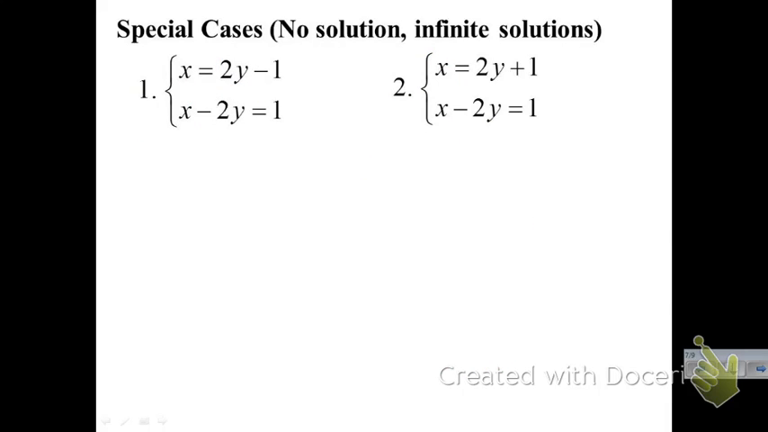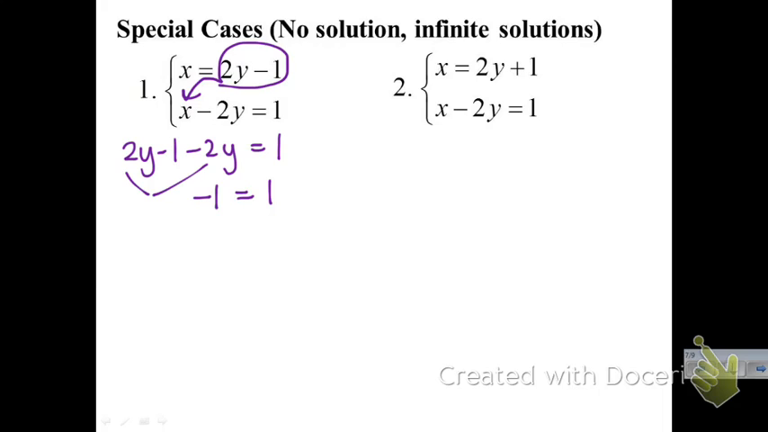And we do have special cases. If you notice, we have x all by itself, so we're going to take x and replace it right there. You get 2y minus 1 minus 2y equals 1. When you replace it, combine our like terms, and that 2y minus 2y is 0. We have negative 1 equals 1. This is not a true statement, so this is where you get a no solution. If we were to graph these two lines, they would be parallel and they would not intersect, so they don't have any points in common.